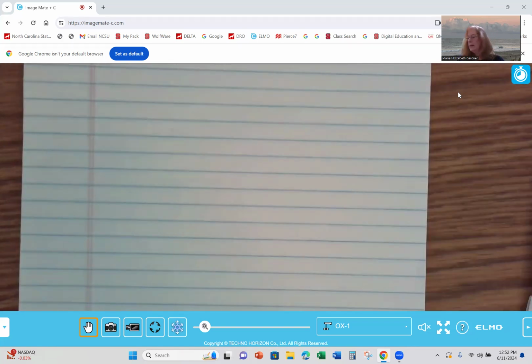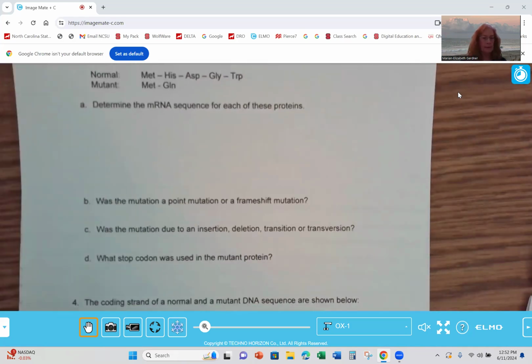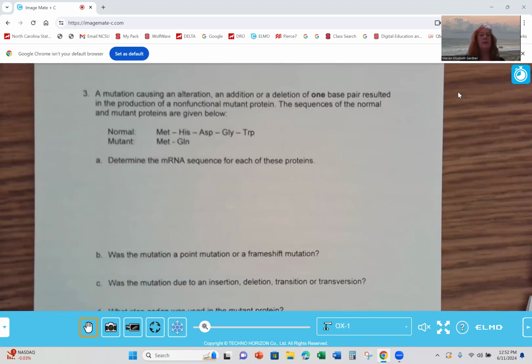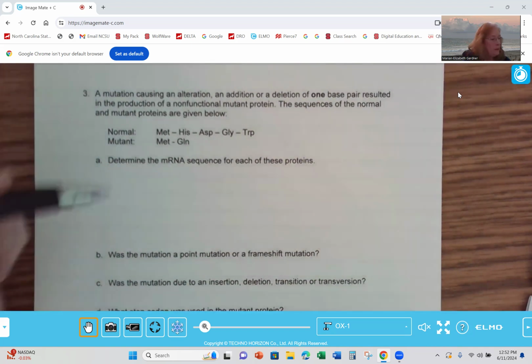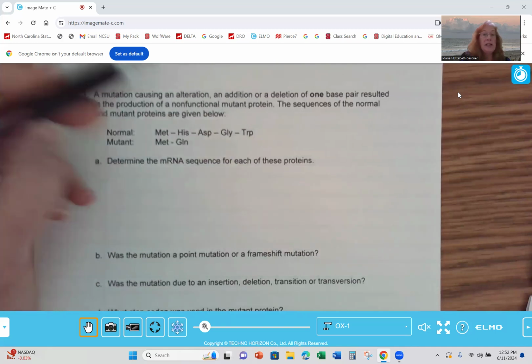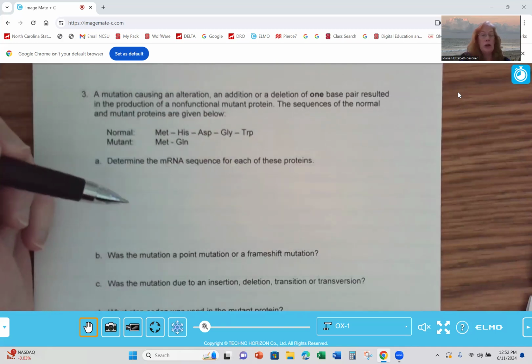Okay, let's take a look at another problem. This one says we have a mutation that causes an addition, alteration, or deletion of one base pair, resulting in the production of a non-functional protein. So in this case, we've gone from a normal protein that had, looks like 5 amino acids in it, to something that was a lot shorter.